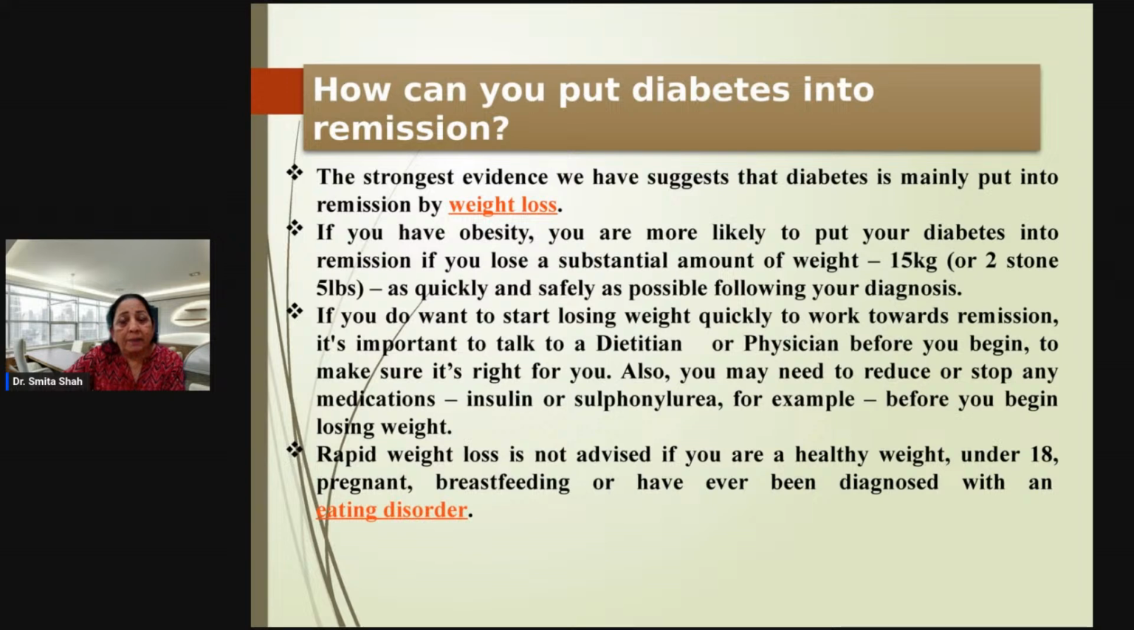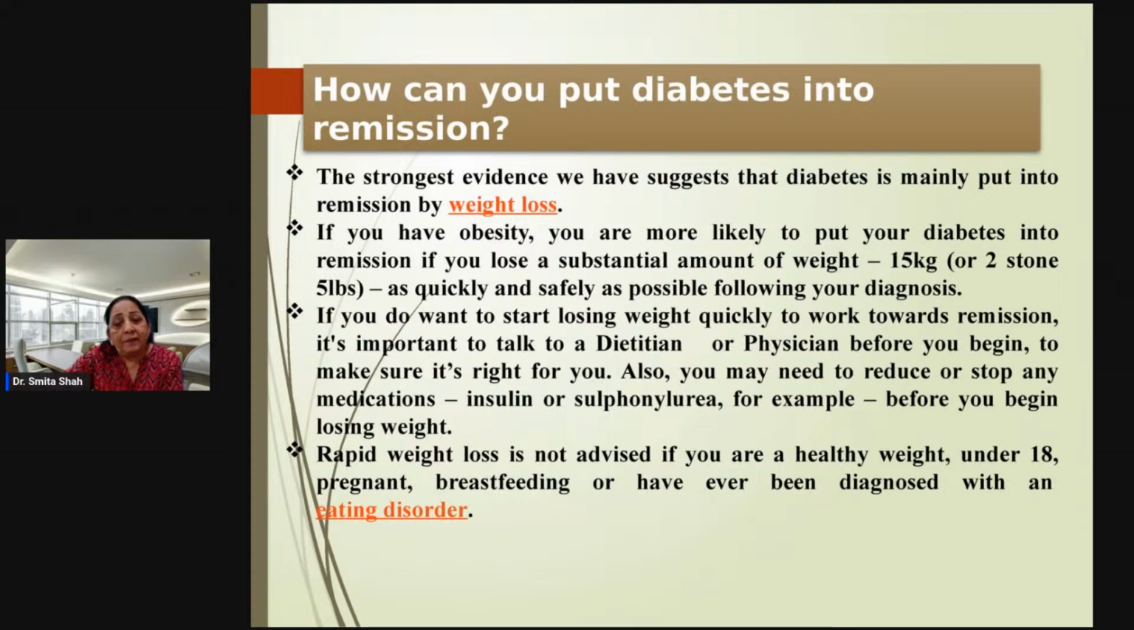So how can you put diabetes into remission? How do you go into the remission state? The strongest evidence we have suggests that diabetes is mainly put into remission by weight loss. The first step is you have to do weight loss. If you have obesity, you are more likely to put your diabetes into remission if you lose a substantial amount of weight, at least 15 kg, as quickly and as safely as possible following your diagnosis. So if you are diagnosed with diabetes and immediately work on weight reduction, definitely you can go into the remission stage. If you want to start losing weight quickly to work towards remission, it's important to talk to the dietitian or the physician. You cannot start on your own.